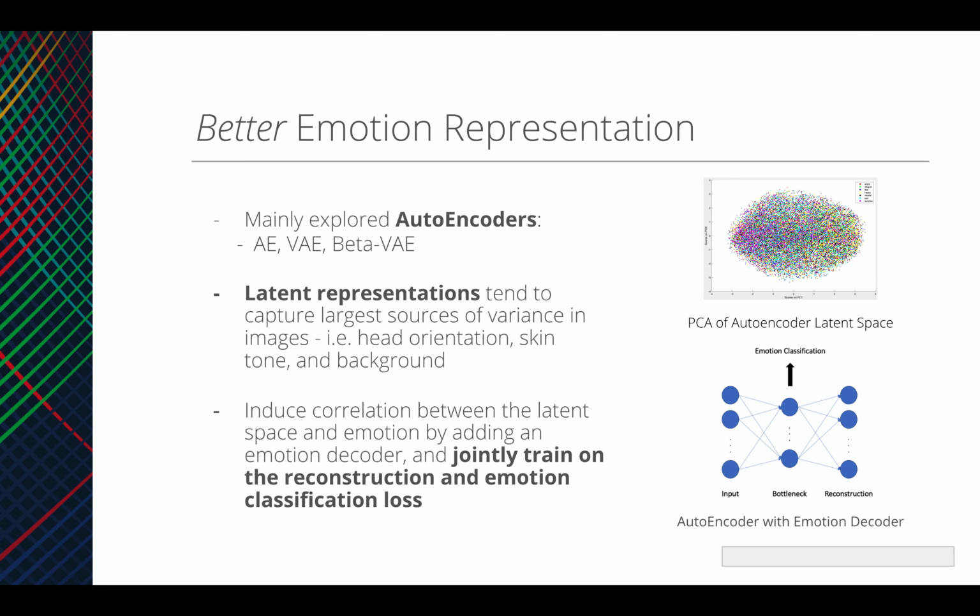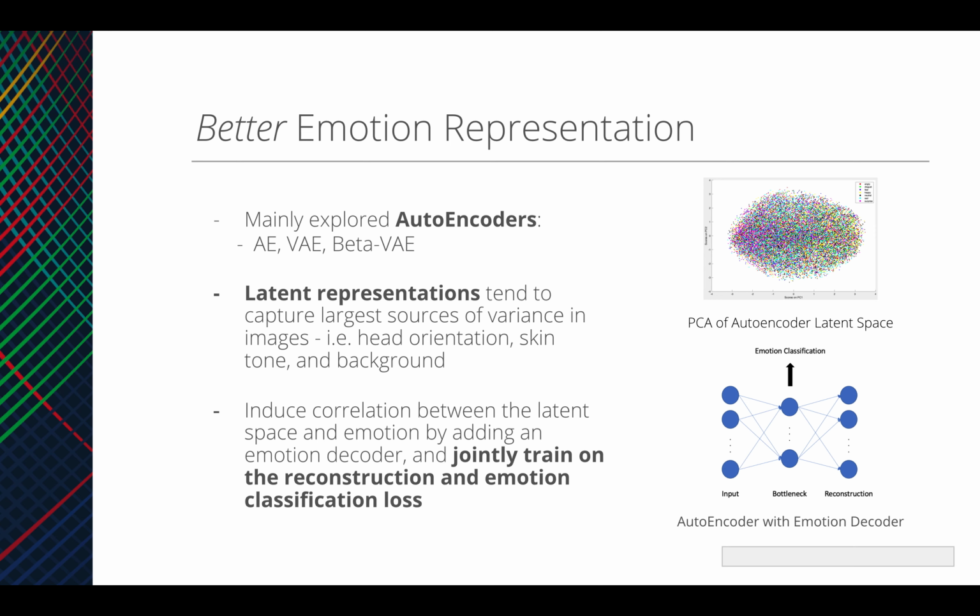Based on our observations, we decided to explore new methods for learning better latent representations of human emotion. We mainly worked with three variants of autoencoders: the standard convolutional autoencoder, variational autoencoder, and beta variational autoencoder. An important observation is that these data-driven representations tend to capture the largest visual sources of variance in images. For example, head orientation, skin tone, background, illumination, etc.